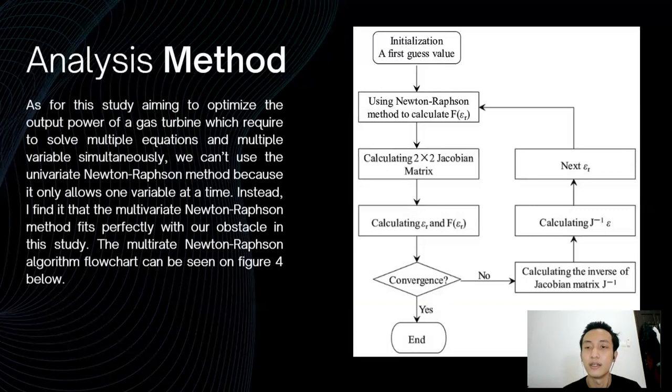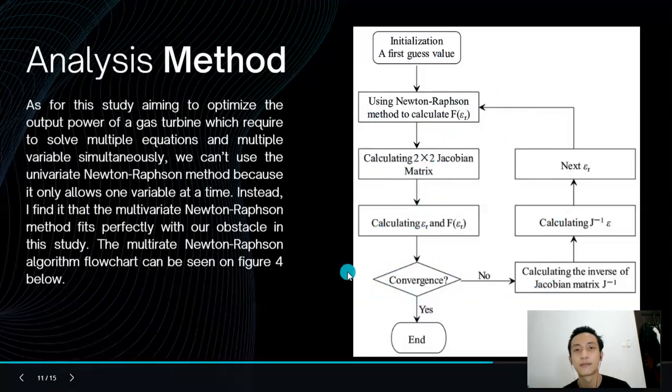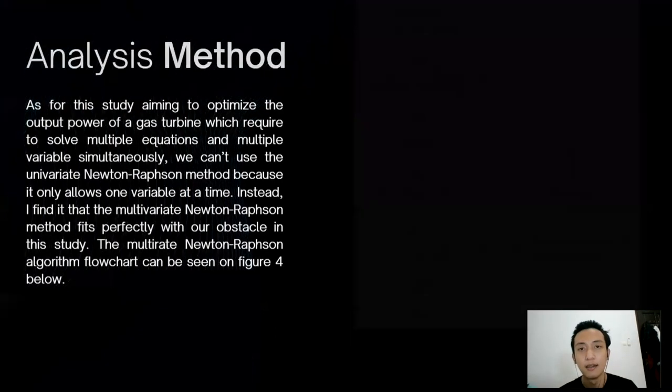Next, we calculate epsilon r, and then we get the new epsilon r. We use the Newton-Raphson method to calculate epsilon r here again. After that, it will iterate more and more, looping until it converges at some point. And when it converges, it will end the iteration. So that's the method I'm using in this study.